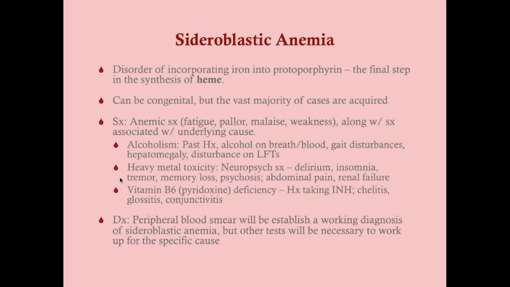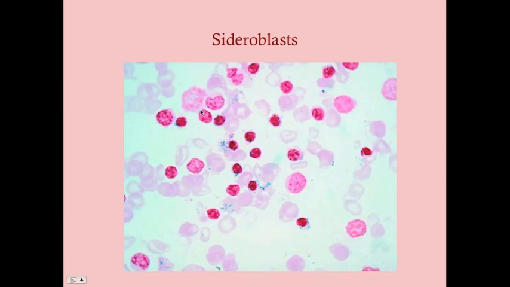So here are sideroblasts. Here you've got iron granules in your red blood cells, these little blue things, and that's why it's called a Prussian blue stain. The best first step in any patient with sideroblastic anemia is going to be vitamin B6 administration, because vitamin B6 deficiency is, either directly or indirectly, the most common cause of sideroblastic anemia.